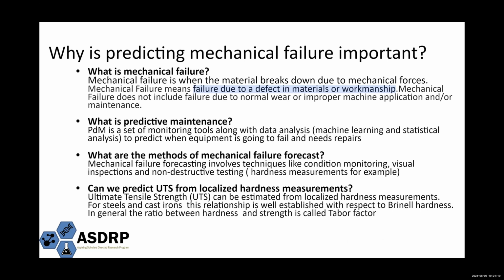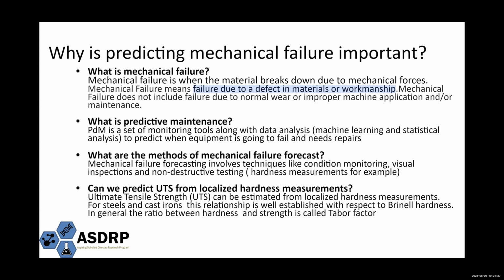So what is predictive maintenance? PdM is a set of monitoring tools along with data analysis through machine learning and statistical analysis to predict when equipment is going to fail and needs repairs. What are the methods of mechanical failure forecast? Mechanical failure forecasting involves techniques like condition monitoring, visual inspections, and non-destructive testing through hardness measurements, for example.